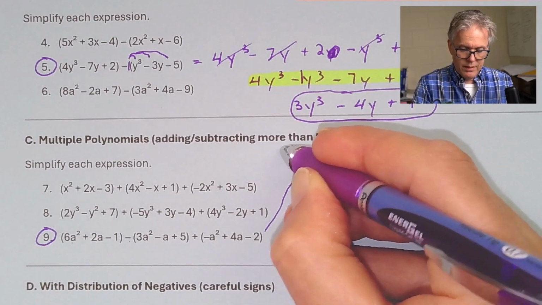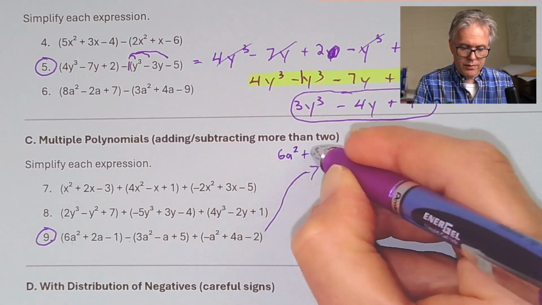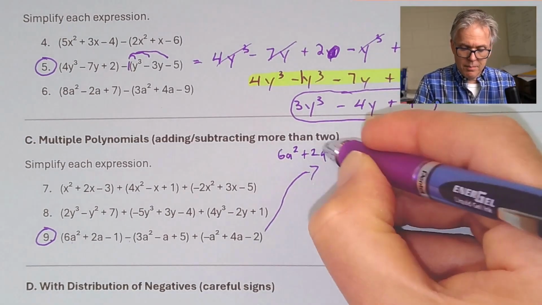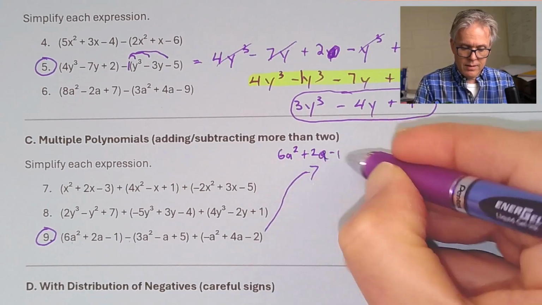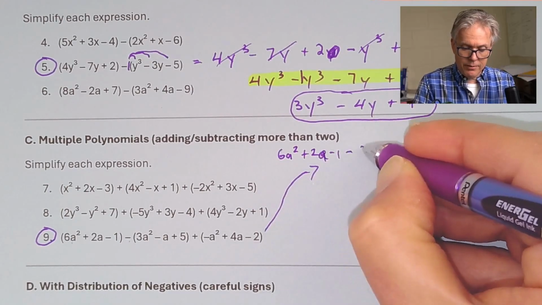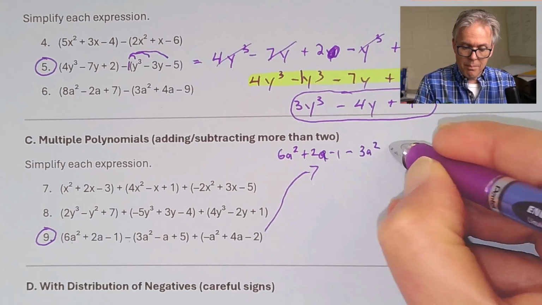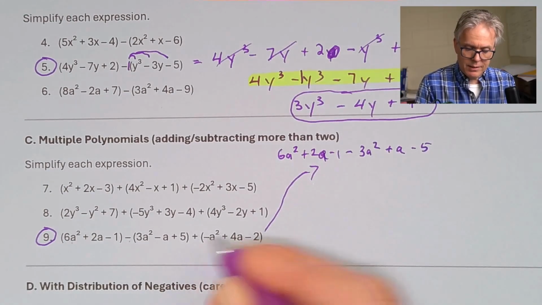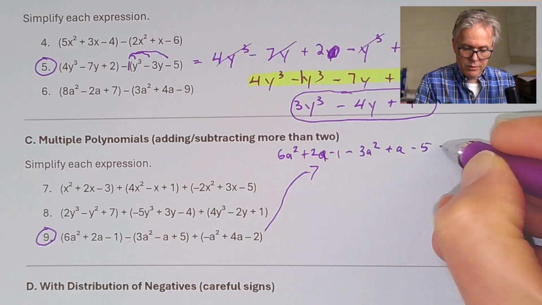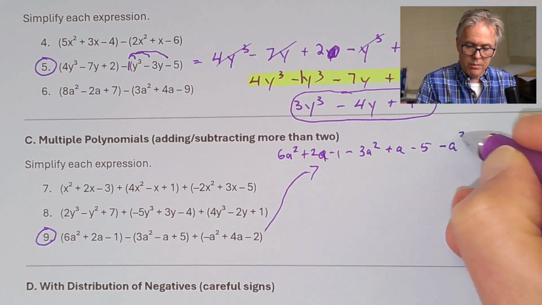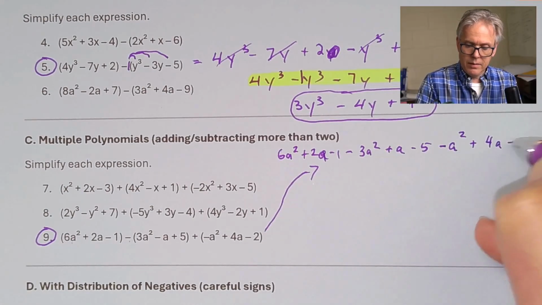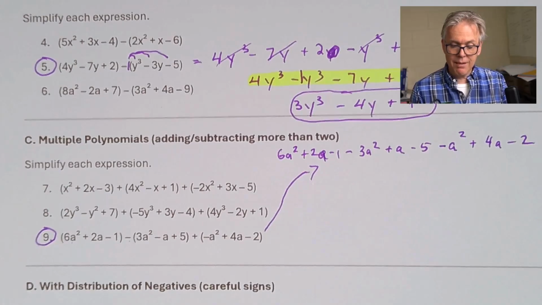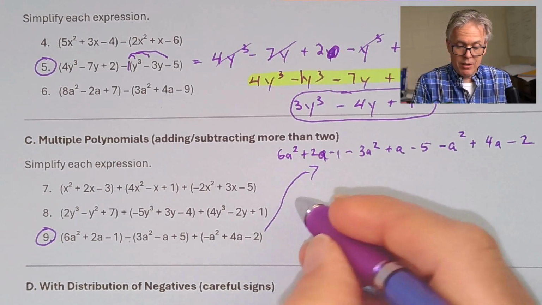Let's start over here. 6a squared plus 2a minus 1, don't need those parentheses, minus, here we've got to be careful, 3a squared plus a minus 5. And then there's a plus, so I don't really care that much about it. I'll just go ahead and remove those parentheses and rewrite what's in the parens. Again, we have an optional step, but I'm going to recommend it and I'm going to do it.